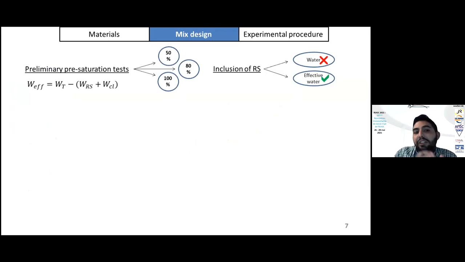Mix design: generally speaking, when recycled aggregate is used, a pre-saturation test takes place. It was decided to pre-saturate the recycled sand at 50, 80, and 100% saturation degree. When recycled sand is included, the term water is replaced by the term effective water, which is equal to the total water minus the water required for the recycled sand and the water required for clay.